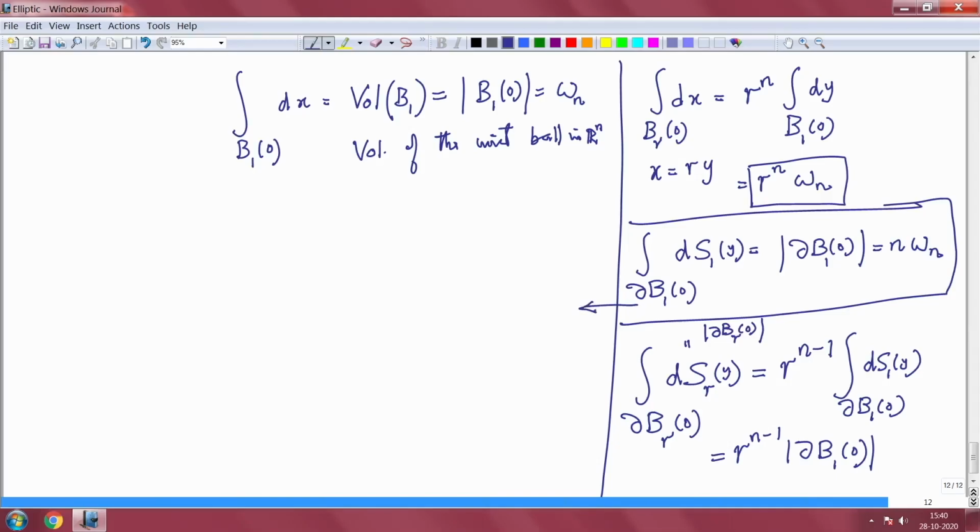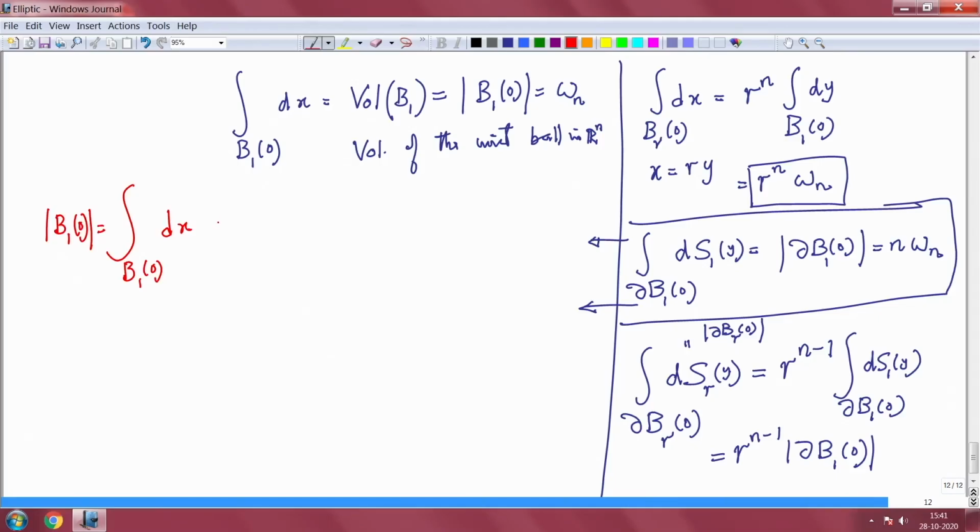So, let us compute. The proof of this let me give you quickly, because we will be using it again and again. So, let me use a different color. You have B1 of 0, dx, this is your volume of the unit ball. That is what I am saying, the surface area is n into the volume of the unit ball.